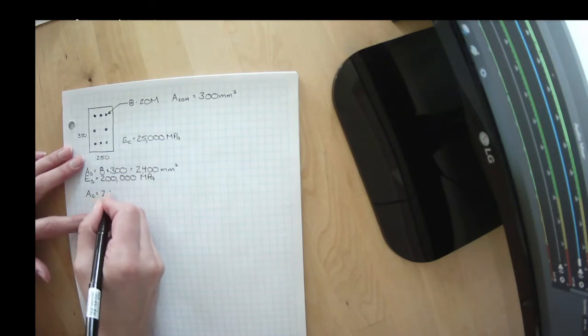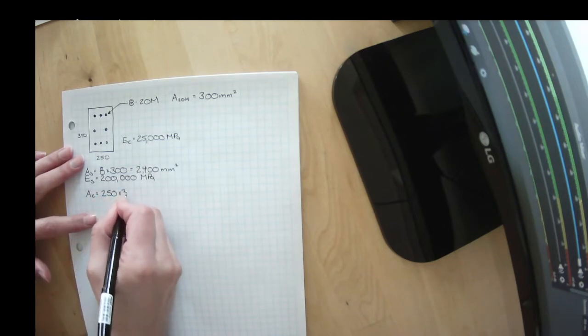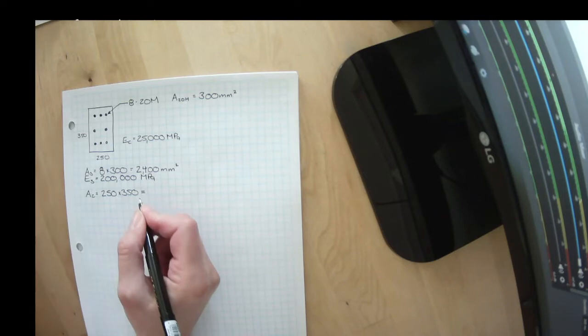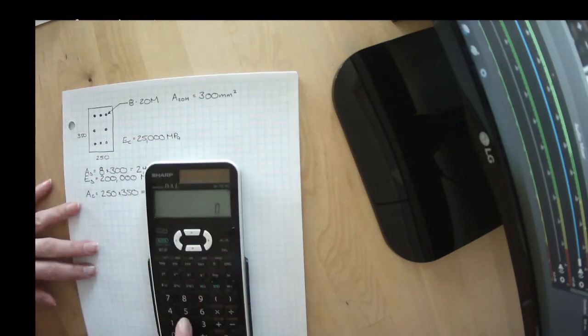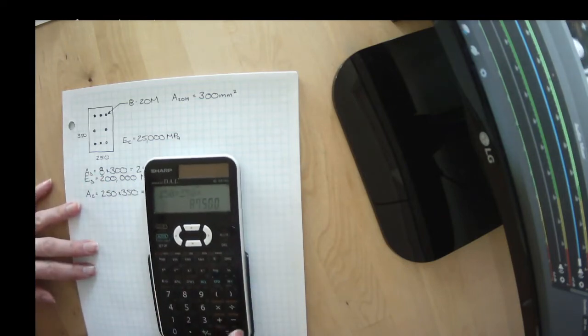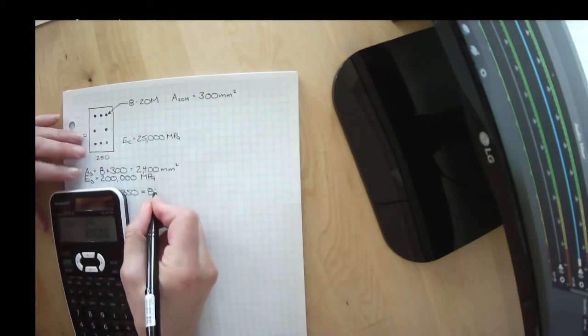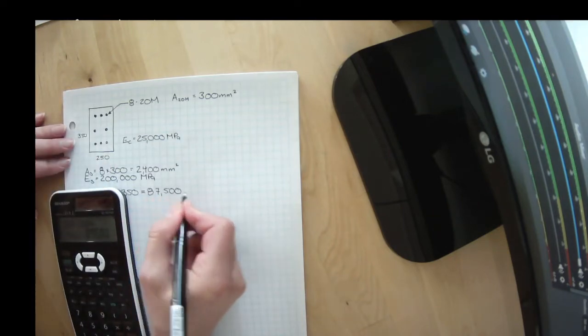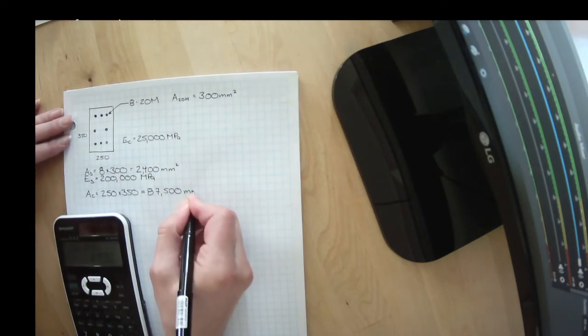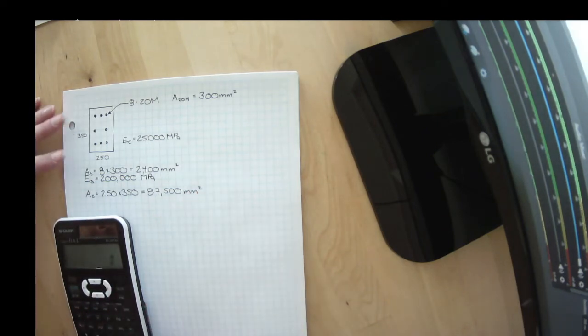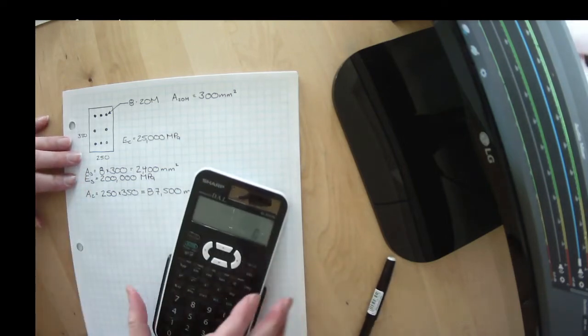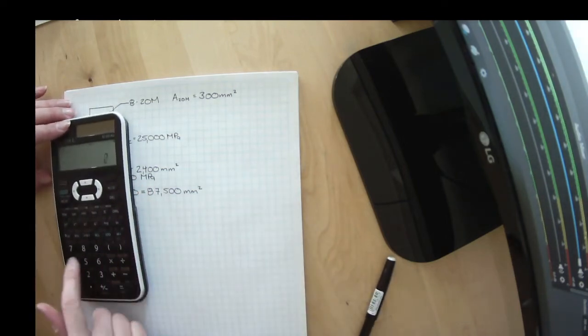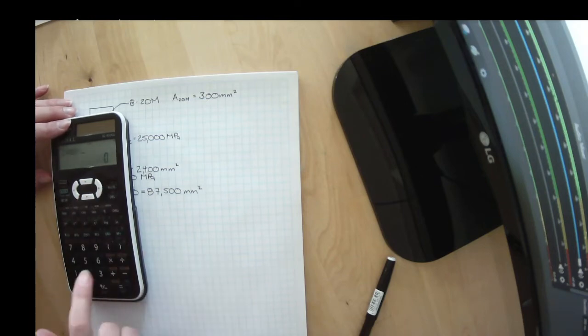So we have 250 by 350 equals 87,500 millimeters squared. Now, yes, if you wanted to be thorough, you could remove that area, but it's not how we're going to do it because industry doesn't do it that way. And here's why. If we had, let's just see what that ratio is.